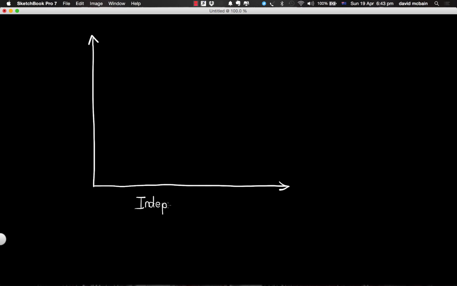When we're drawing a scatter graph, we're looking at two variables. The horizontal axis is always, or nearly always, the independent variable. Now I'll explain what I mean by that in a moment. The vertical axis is the dependent variable.